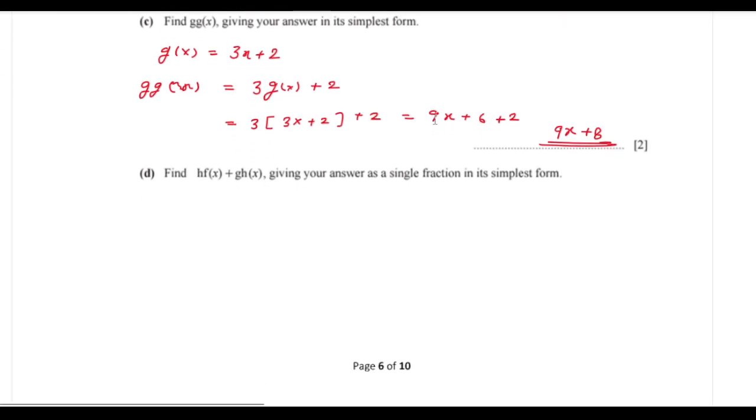And your D part is find hf(x) plus gh(x), giving your answer in the simplest form. Now hf(x) plus gh(x).